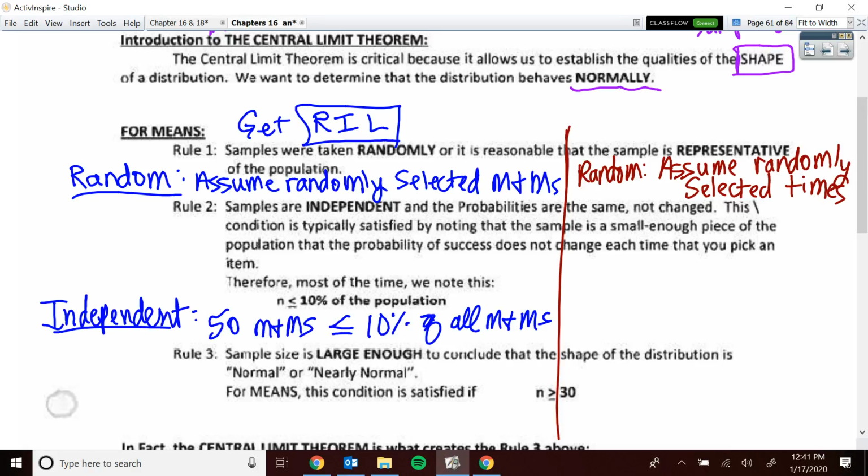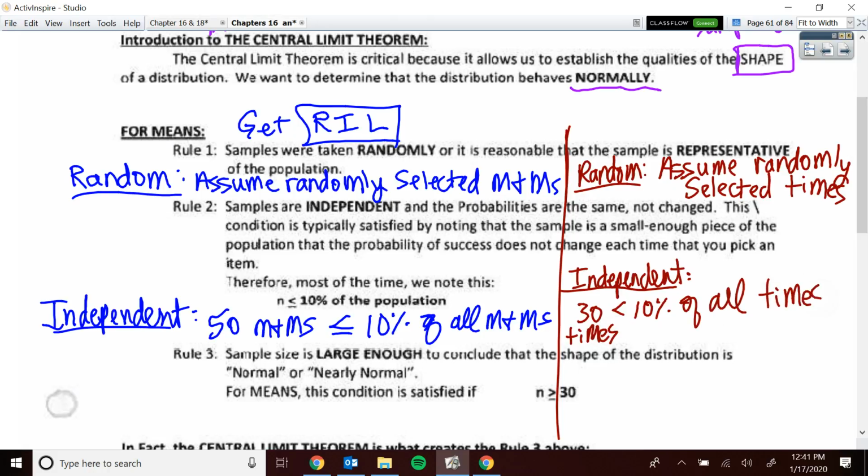Okay. All right. Then I write the word independent. Do you think what you get on one changes the probability of the next? No, I do not. So you can write that out. You could say one time doesn't affect the probability or what you get on the next one. But you also can always say, here in this case, I know that my 30 times is going to be less than 10% of all times taken on the timer.